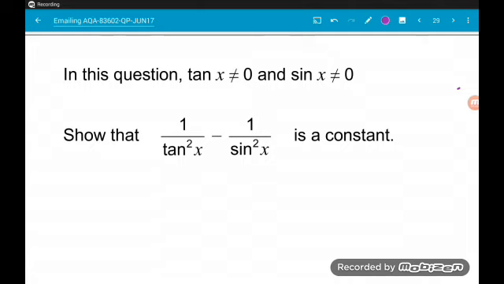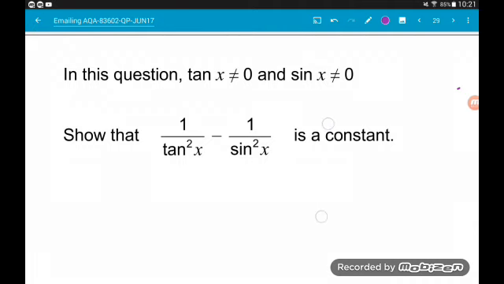Okay, question 23. So some trig identity fun. So in this question, tan of x and sine of x are not equal to 0, which is important. Otherwise we'd be dividing by 0, and that's naughty. We want to show that 1 over tan squared x minus 1 over sine squared x is a constant. So just a number with no trig nonsense kicking around.